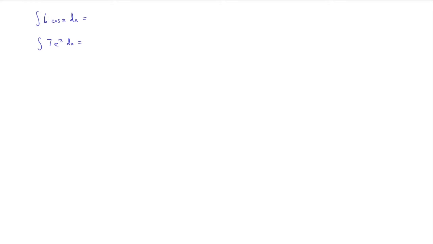Okay, try these two. Do it by guessing what you would take the derivative of to get these two functions. Pause the video. When you're ready, start it again. The integral of 6 times the cosine of x dx is 6 times the sine of x plus a constant, because the derivative of 6 times the sine of x is 6 times the cosine of x. And similarly, the integral of 7e to the x dx is 7e to the x plus a constant, for the same reason: the derivative of 7e to the x is just 7e to the x.